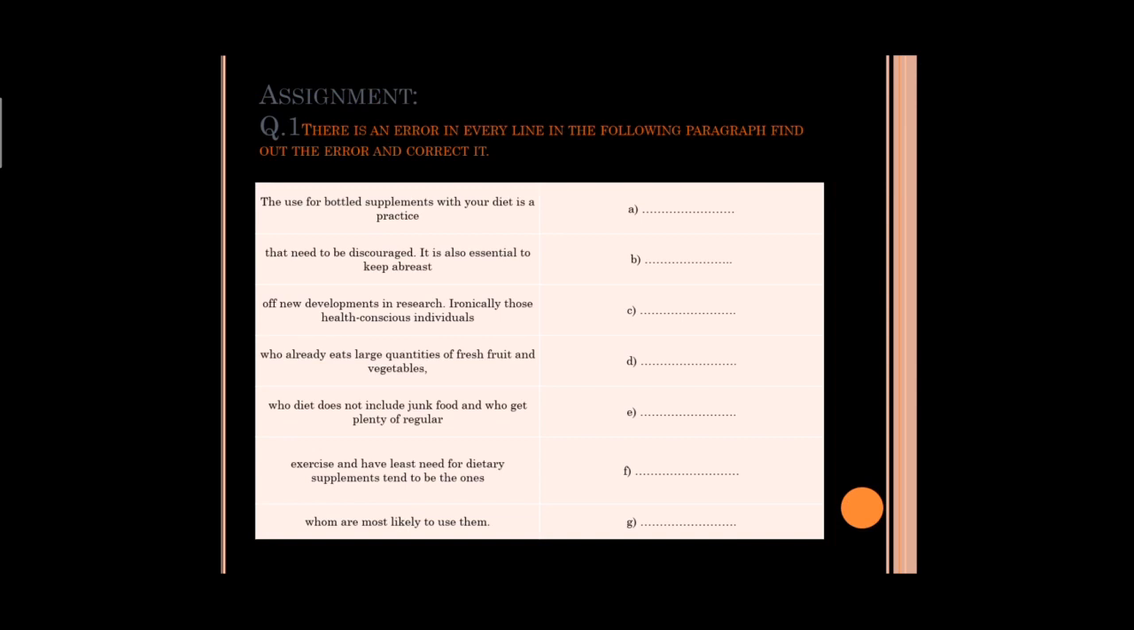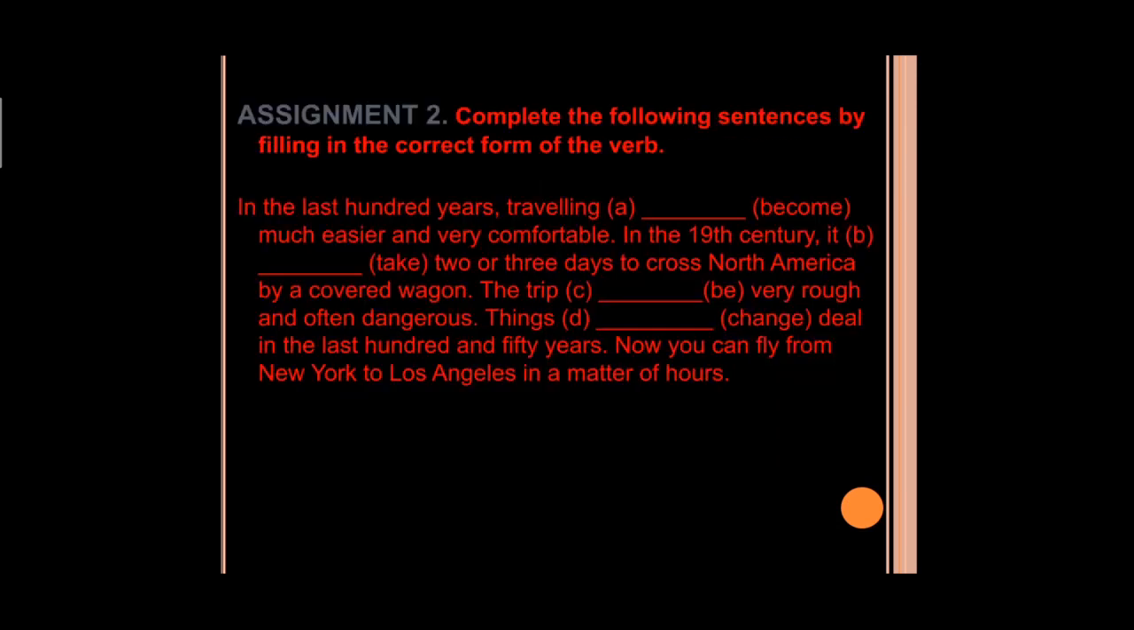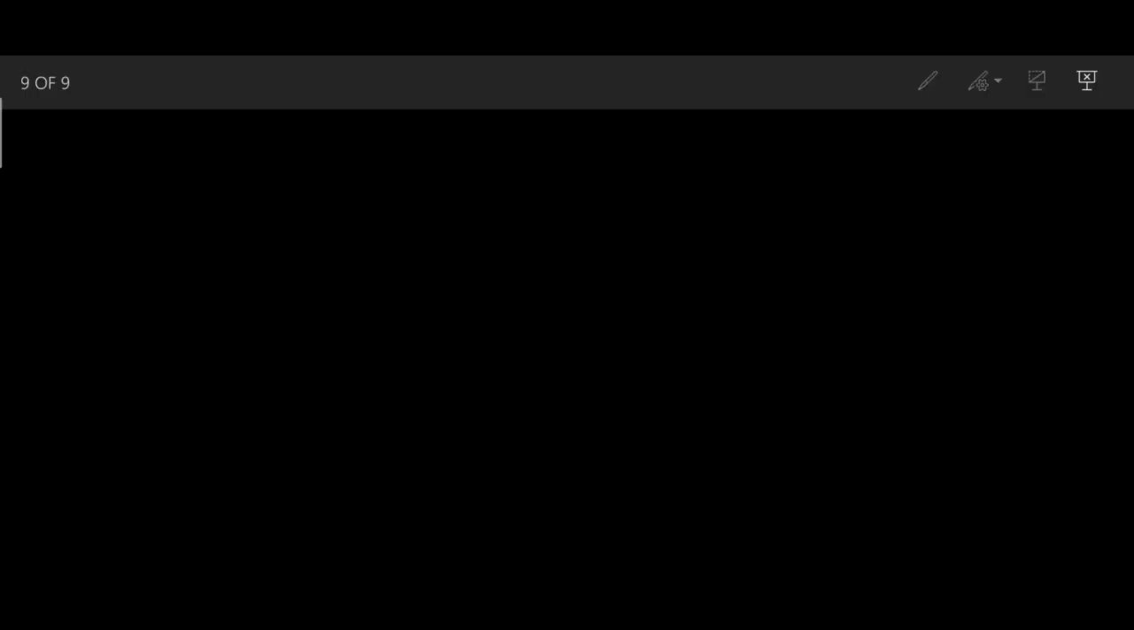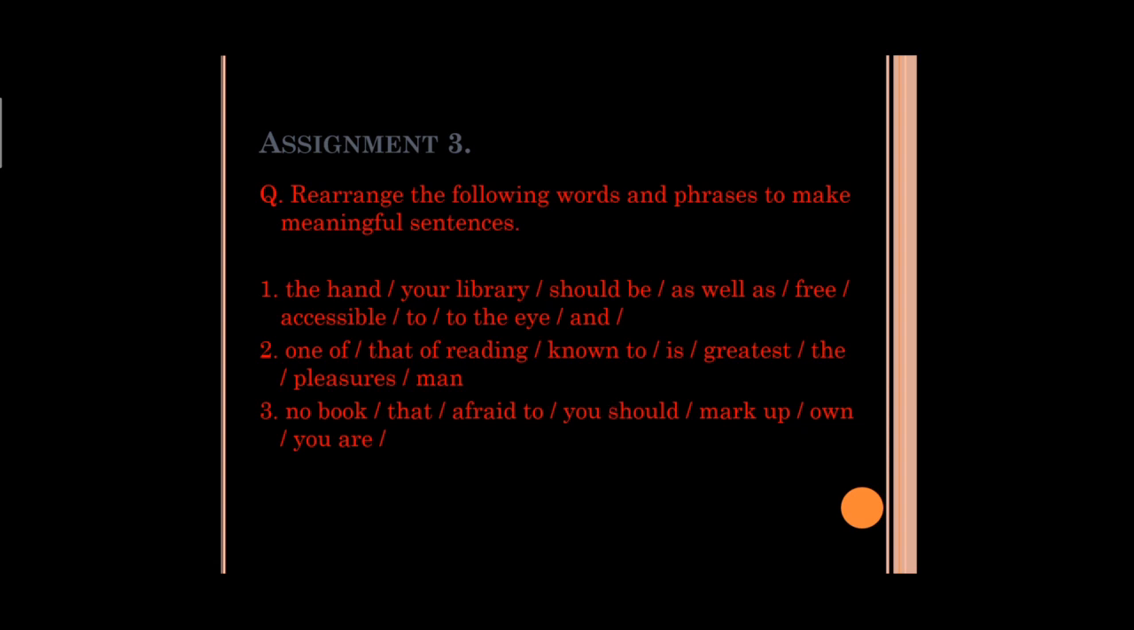Alright, this assignment, error in each line, continued. Assignment 2, complete the following sentences by using the correct form of the verb. We have done that before, I told you. You need to do this one. Another assignment, you need to rearrange the words and phrases to make meaningful sentences. So whatever your problem is or whatever you didn't understand, you can tell me and we can work on it again.